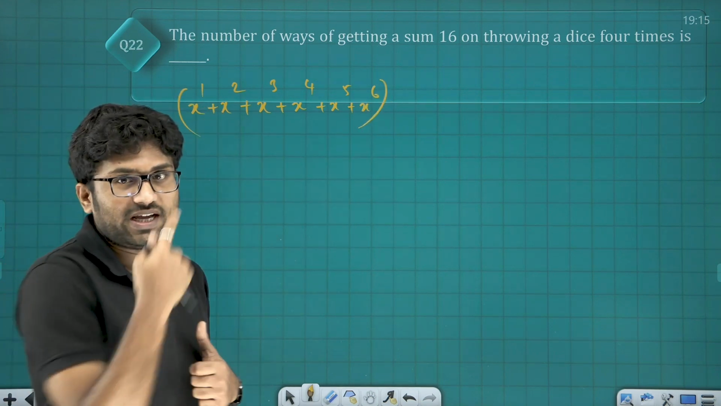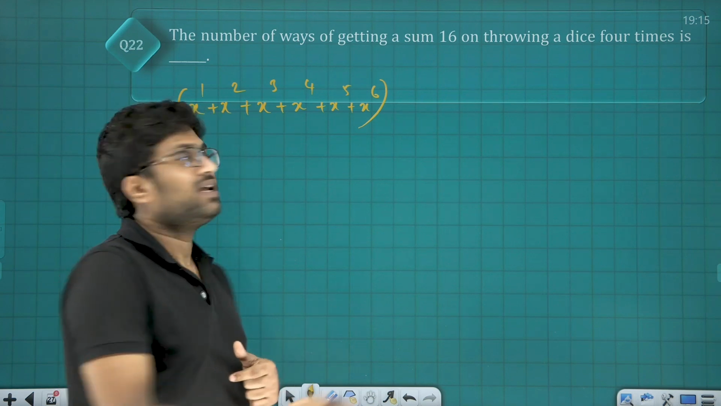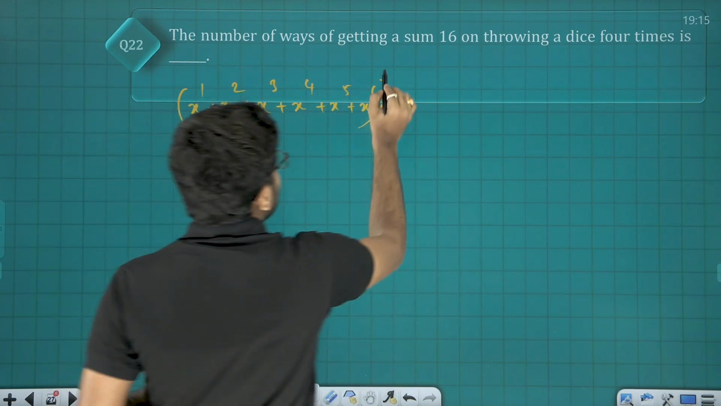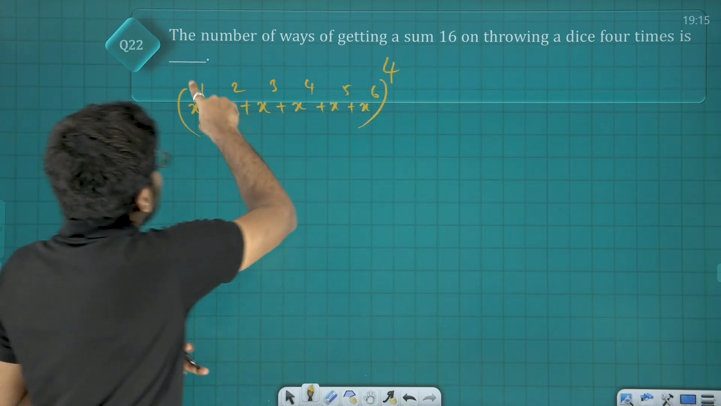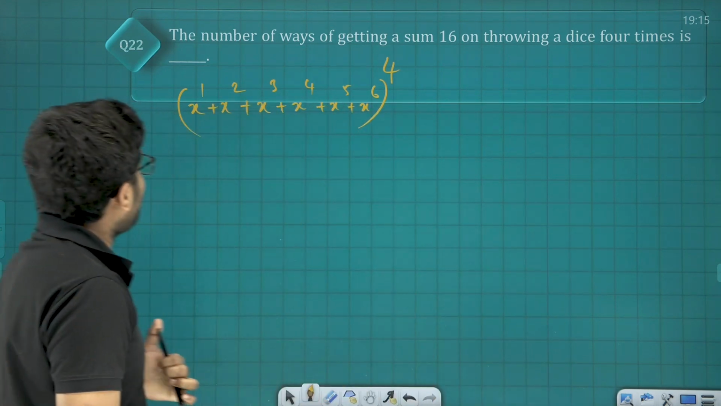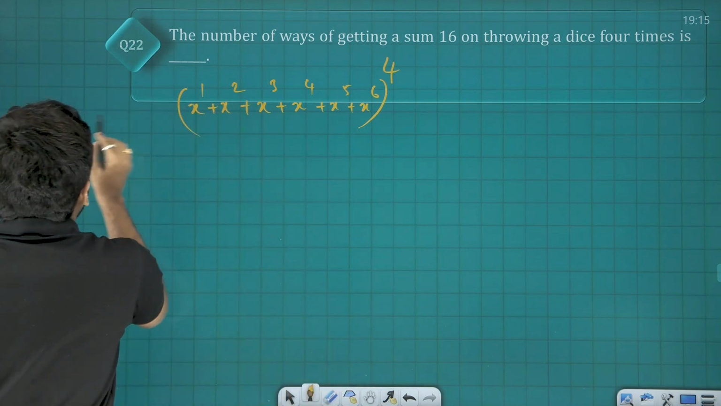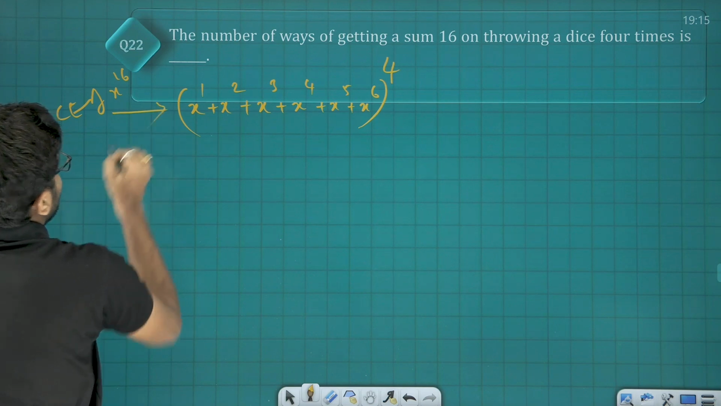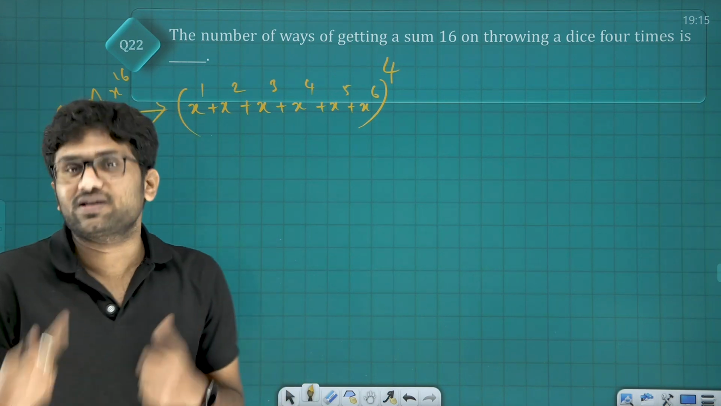In the same way, one die can show this. The second die also shows the same. The third die can also show either 1 or 2 or 3, and the fourth die. So that means whole raised to 4. We are relating number of ways, permutations and combinations to binomial theorem. So now the number of ways of getting sum 16. Sum 16 means we have to get the coefficient of x power 16 in this expansion. The coefficient of x power 16 is going to be our answer.